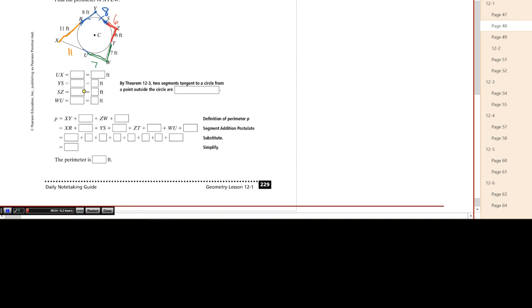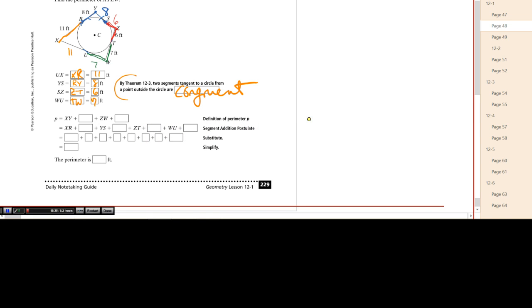So we can fill out this whole table like this. X to R, that was 11. Y to S is also equal to R to Y, and that was 8. SZ equals ZT, and that was 6. W to U is the same as T to W, and that is 7. So now, right here, here's our theorem, 12-3. 2 segments tangent to a circle from a point outside the circle are congruent.